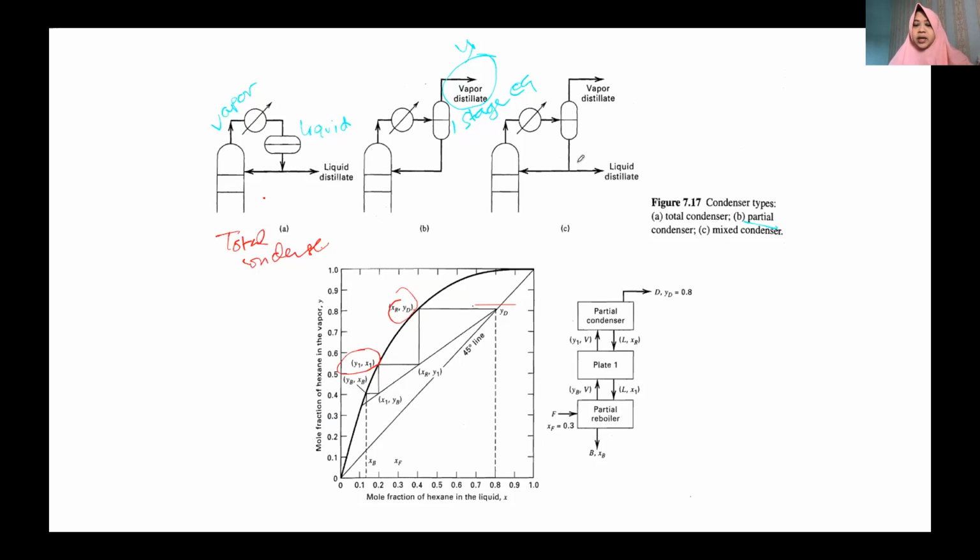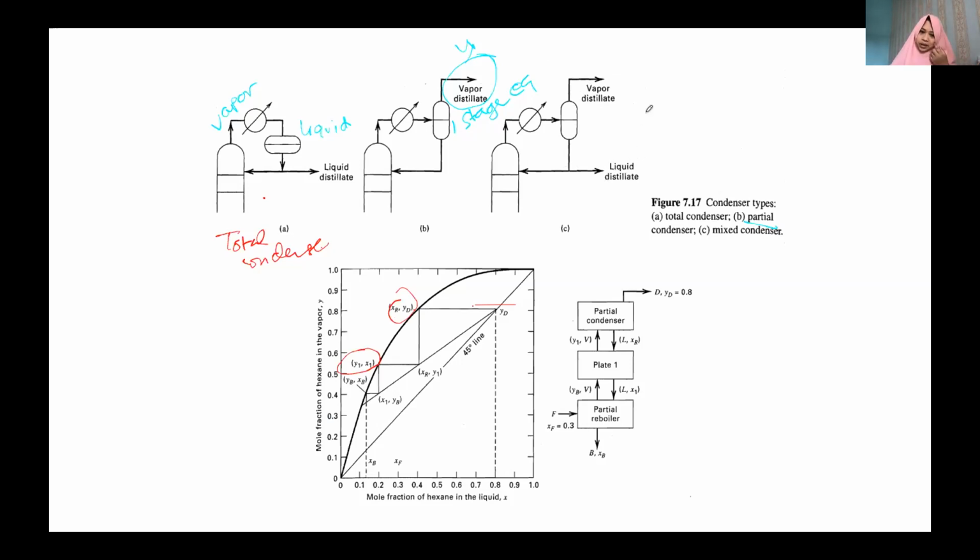The third one, mixed condenser, is similar to the partial condenser in that we get a vapor distillate, but not all of the liquid goes back into the column. Some of it is also taken as a liquid distillate. For this case, the vapor distillate and liquid distillate will have different concentrations based on the equilibrium. But the vapor distillate and liquid distillate are in equilibrium.